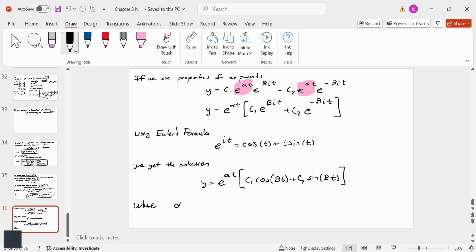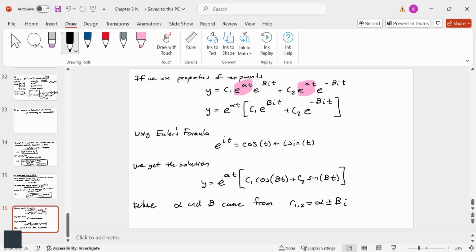And notice where alpha and beta come from. So the cool thing is if you know one of the roots, you automatically know the other one because of the conjugate property. But also, you don't need to know both of them. You just need to know one of them. One of them gives you the answer.